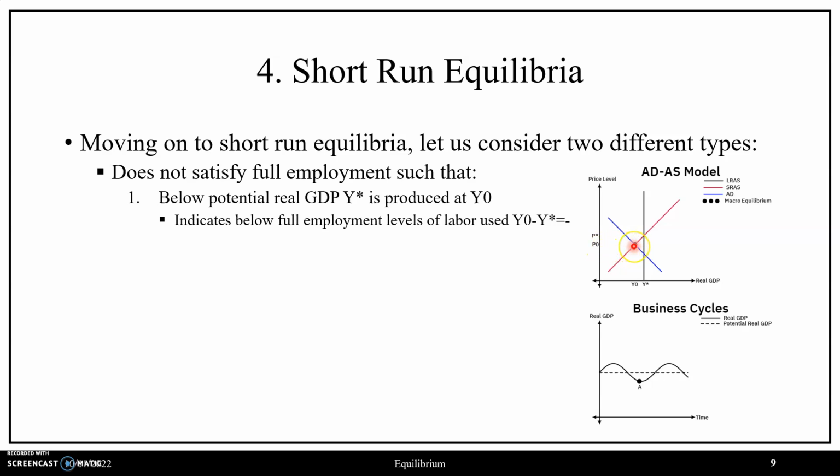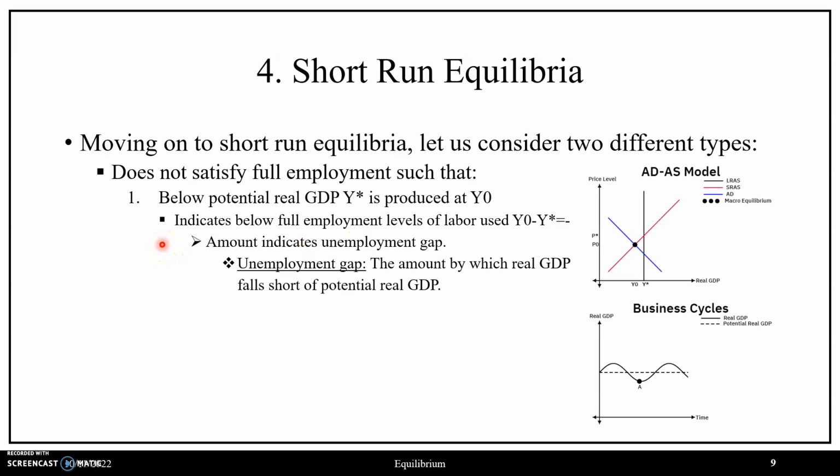level P0, where here the major concern is the real GDP level Y0 is to the left of the long-run aggregate supply curve, such that if we were to take the difference between Y0 and Y star, the difference would produce a negative number indicating below potential real GDP, where being below potential real GDP indicates an unemployment gap, which is the amount by which real GDP falls short of potential real GDP and lets us know that unemployment exists in the economy, as the gap name suggests.